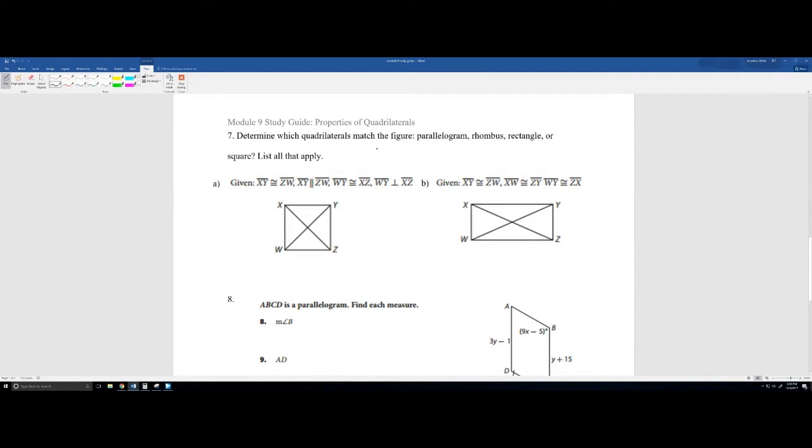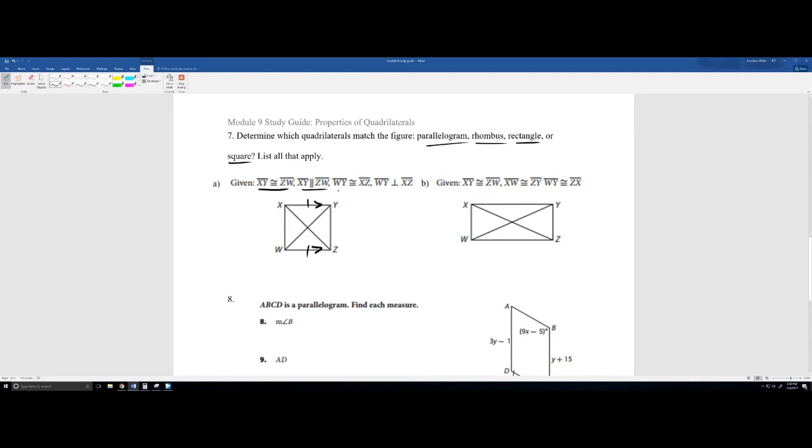All right, number 7. Determine which quadrilaterals match the figure: parallelogram, rhombus, rectangle, or square. List all that apply. So I think they're talking about A and B. Now they do give us some things. They tell us that XY is congruent to ZW. Okay, notice how I'm marking them. And then XY is parallel to ZW. Okay, that's good to know.